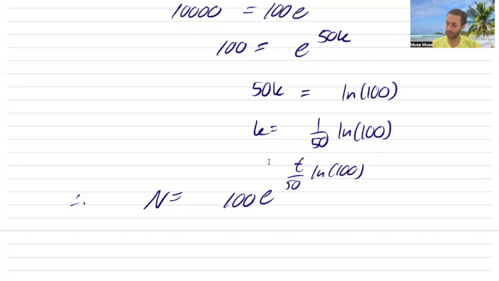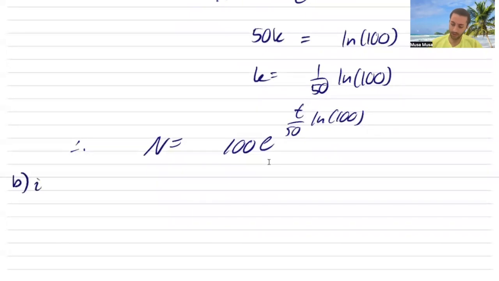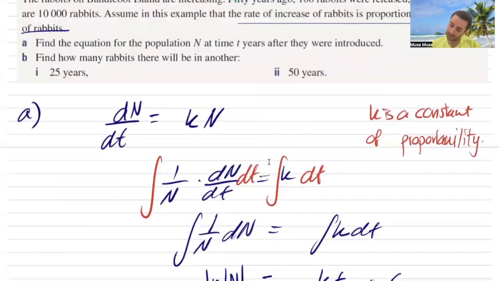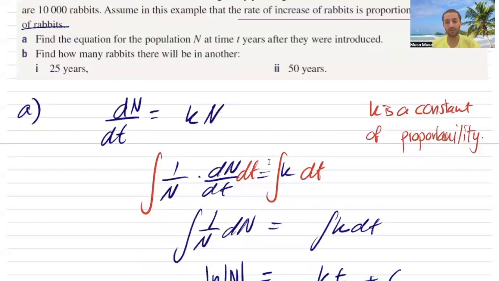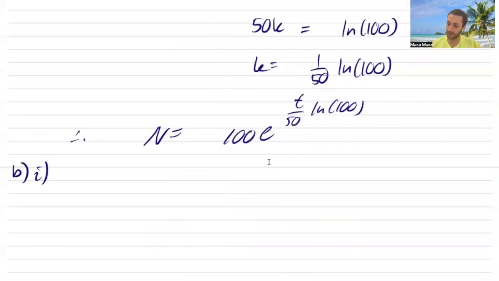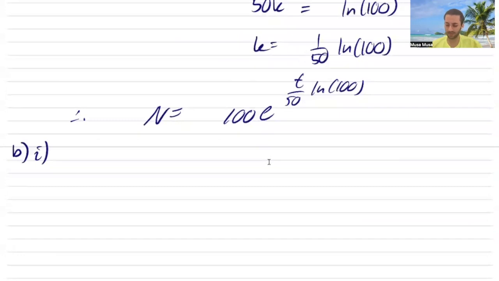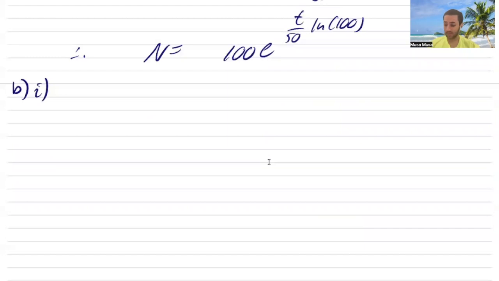Not bad, right? Now part B, part 1. So let's find how many rabbits there will be in another 25 years and another 50 years. You just sub in t equals 25 and t equals 50. I think they both come out to be kind of neat numbers because I believe the logs cancel. We get the idea. Whatever, I'm not doing this.